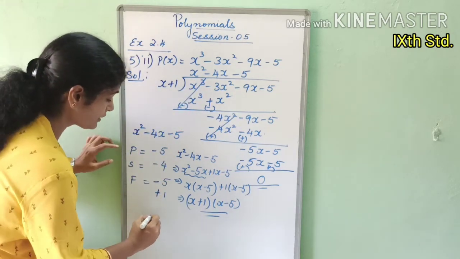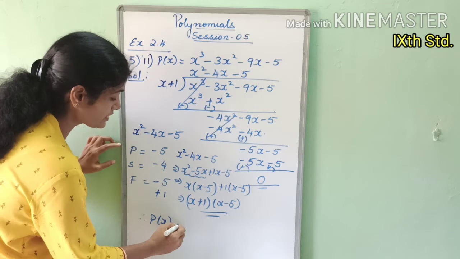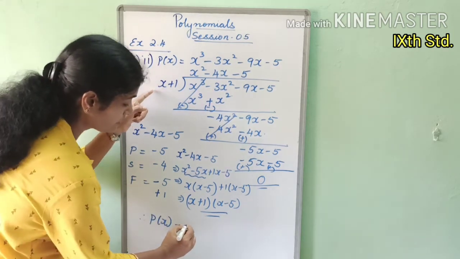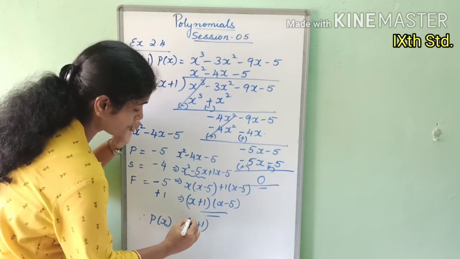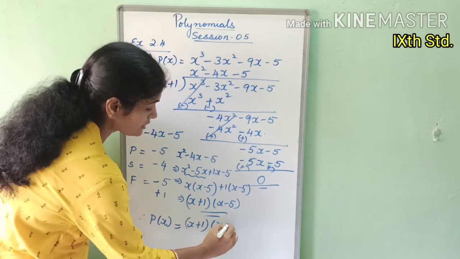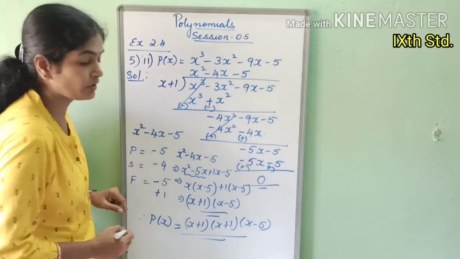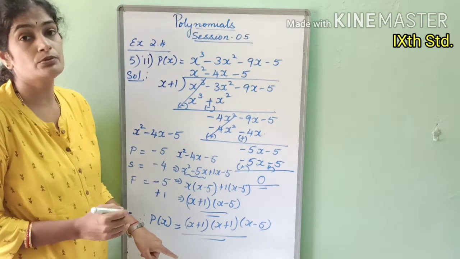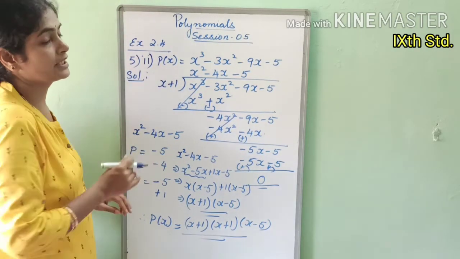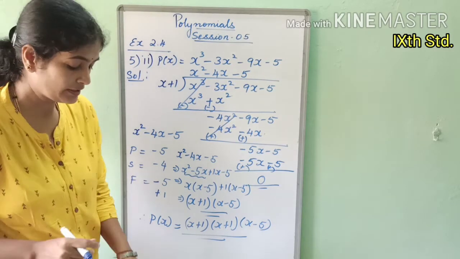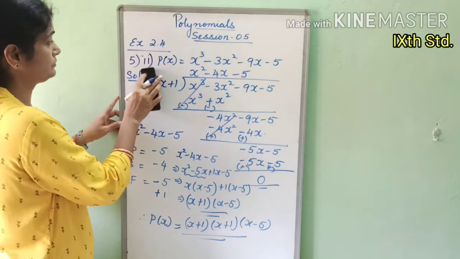Therefore, how can you write p of x? P of x is equal to, what are the factors of p of x? x plus 1, then this one, x plus 1 into x minus 5. Okay? So this is how you factorize a cubic polynomial. Okay? Now, let's see the third one.